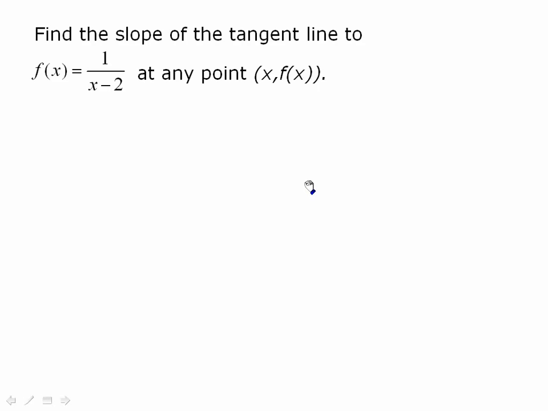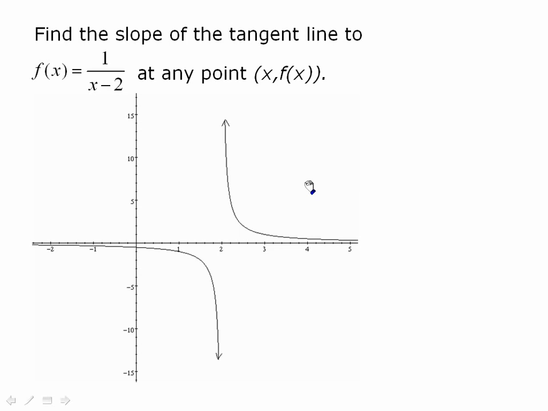So we want to find the slope of the tangent line to f at x is equal to 1 over x minus 2 at any point x comma f at x. So this is a reciprocal function. Graphing it, it would look like this. And again, here, stop me and go through the question on your own if you're comfortable with it, and then check your answer.